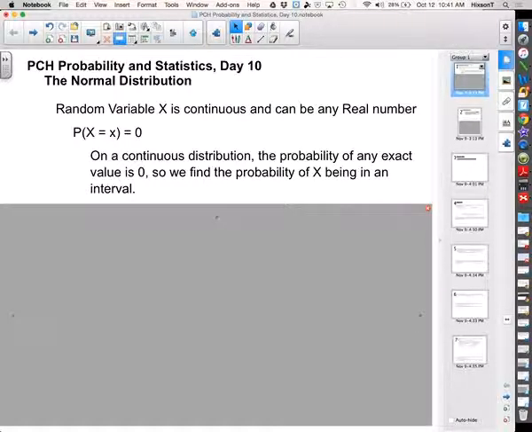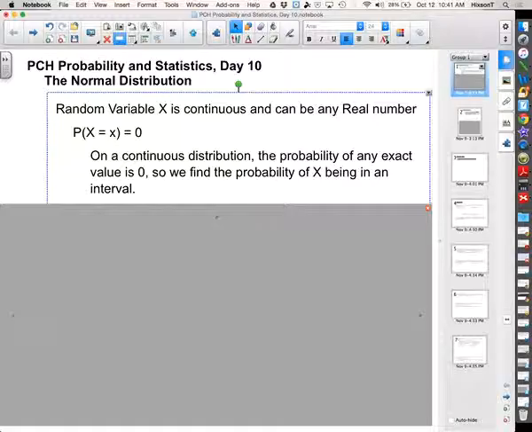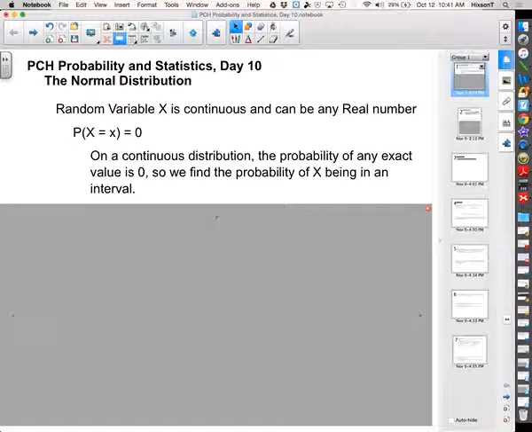One thing we'll point out here is that because this is a continuous distribution, what this notation says is that the probability that a random variable X will equal a specific value of x is 0. You might say, well, then how do we find any probabilities at all? Well, we're going to find the probability of X being within a certain interval.